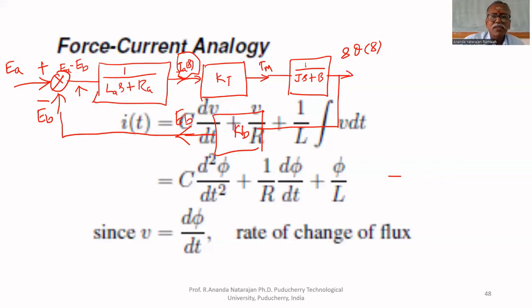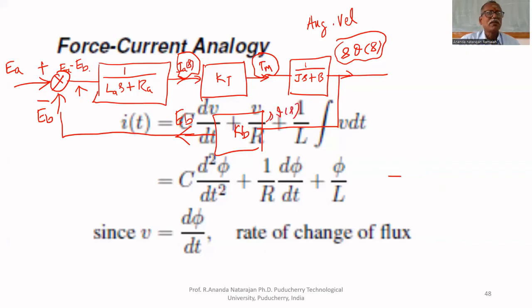IA is given as input, and Tm is the output. If Tm is given as input, the output is S theta of S, that is angular velocity. S means differentiation; d theta by dt is written as S theta of S. Therefore, this is angular velocity. That angular velocity is given as input to this block, and that gives back EMF. Here, S theta of S is the input. That gives back EMF. That's all.